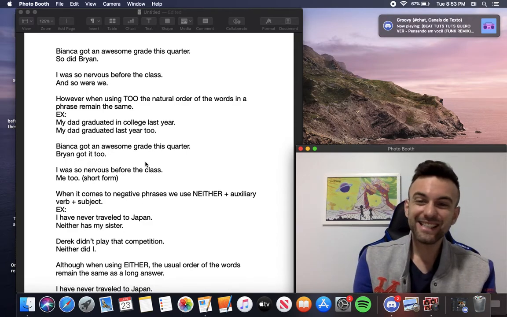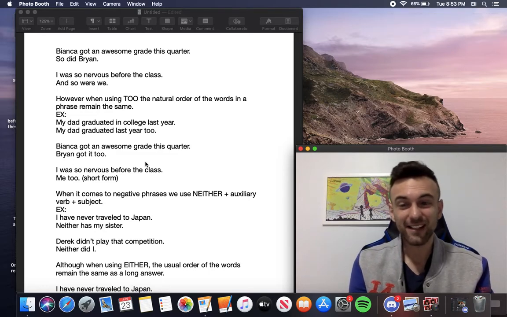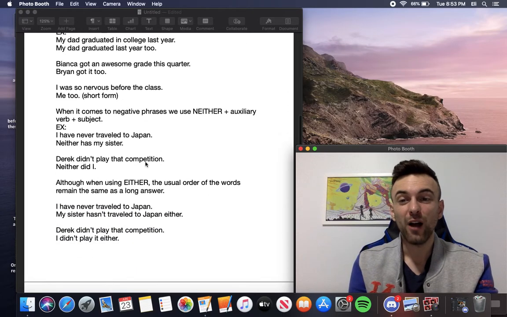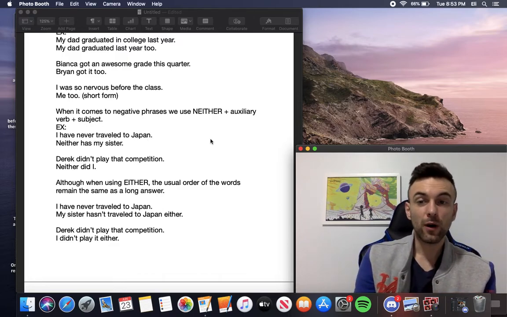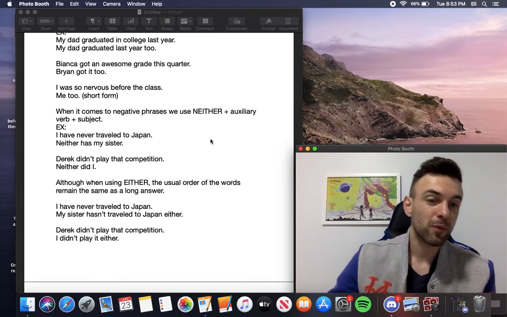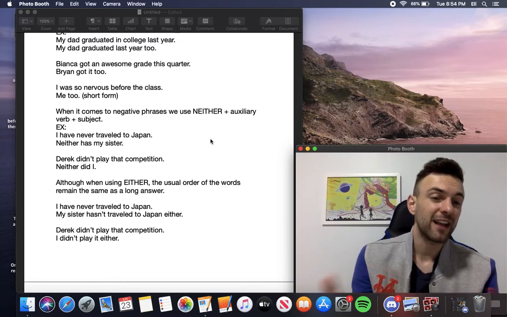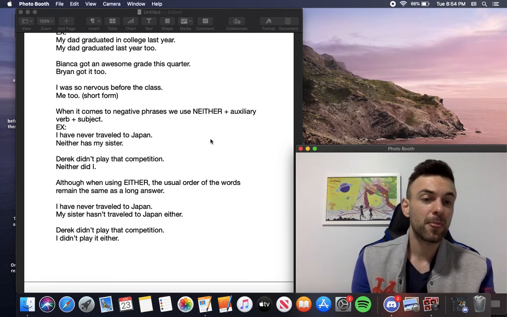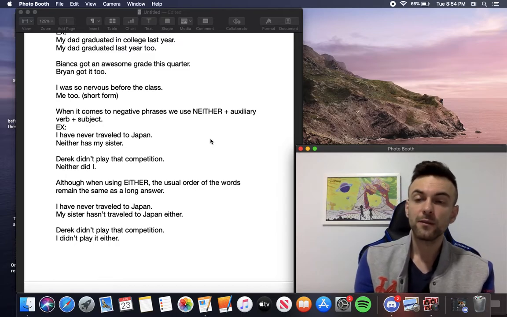When it comes to negative phrases, we use neither, as I said, or neither, as you prefer, plus the auxiliary verb plus the subject. In the example of I have never traveled to Japan, neither has my sister. If we're talking about more than one person, like a plural situation, neither have my friends. Remember that have and has have this variation: has is going to be used with the third person pronouns, while have is going to be used referring to the remaining pronouns, right?